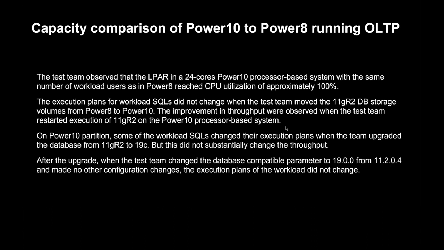When we upgraded from 11GR2 to 19C, we did see some plans changing, but they didn't substantially change the throughput. So they were effective, they were not disruptive, and we were able to continue running at the same levels. We did do the upgrade and the compatibility and no other configuration changes. And again, the execution workload did not change.